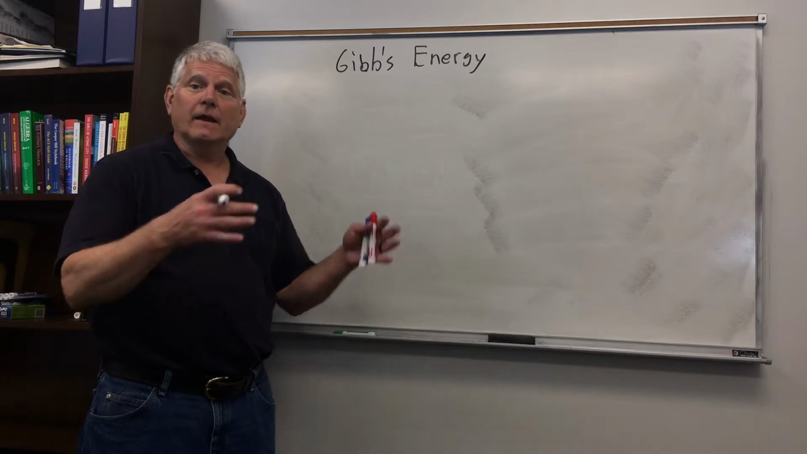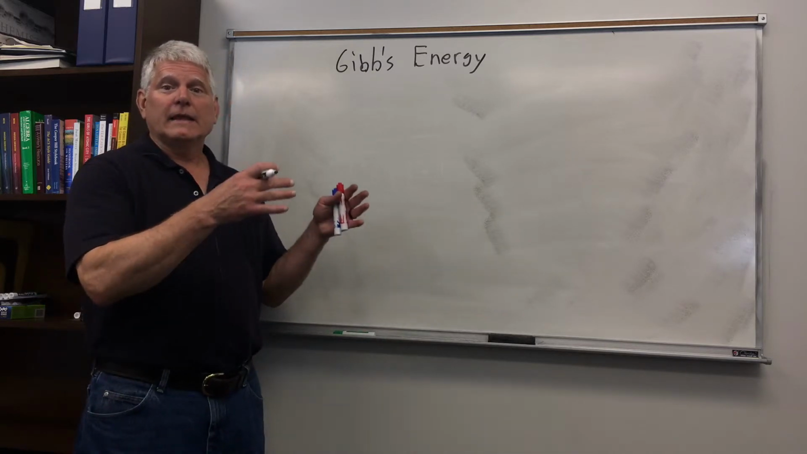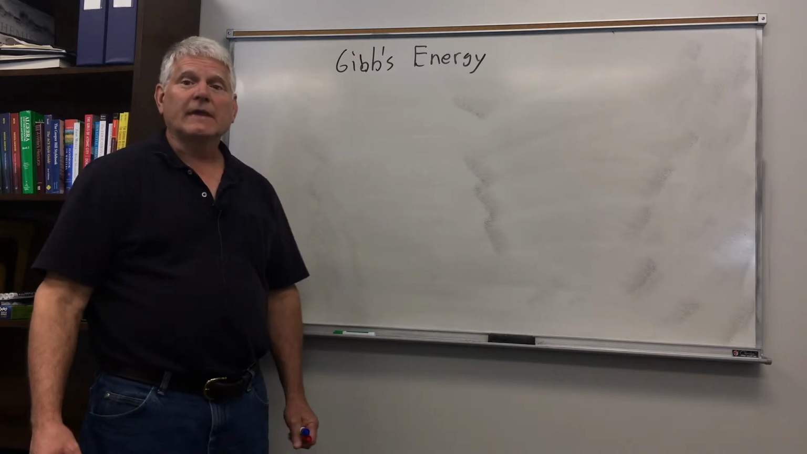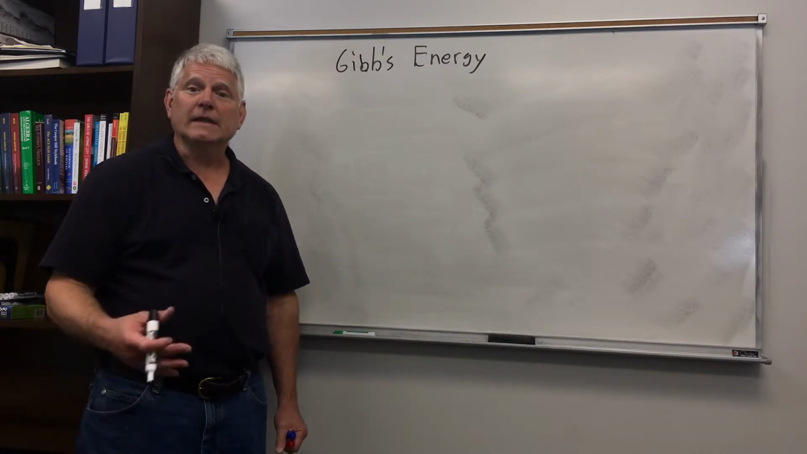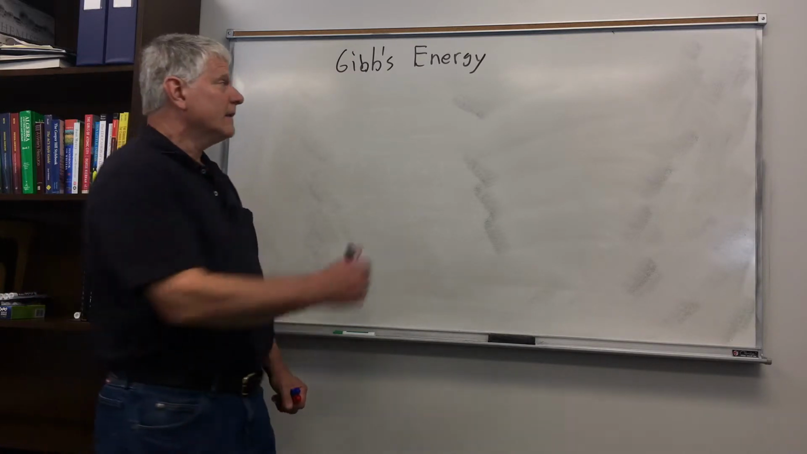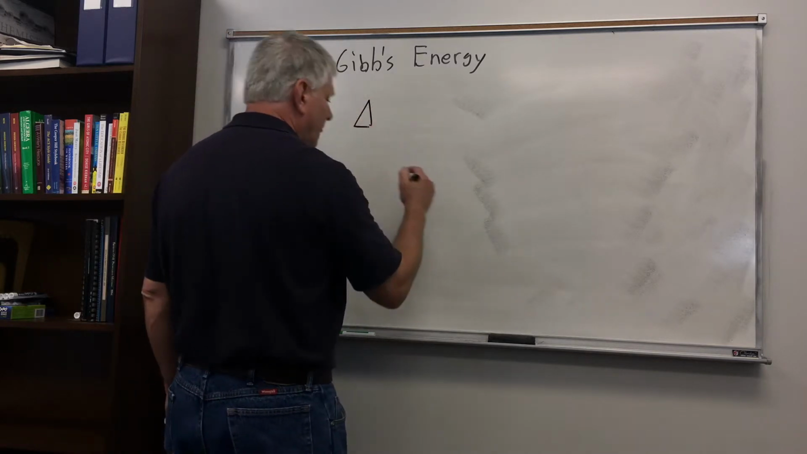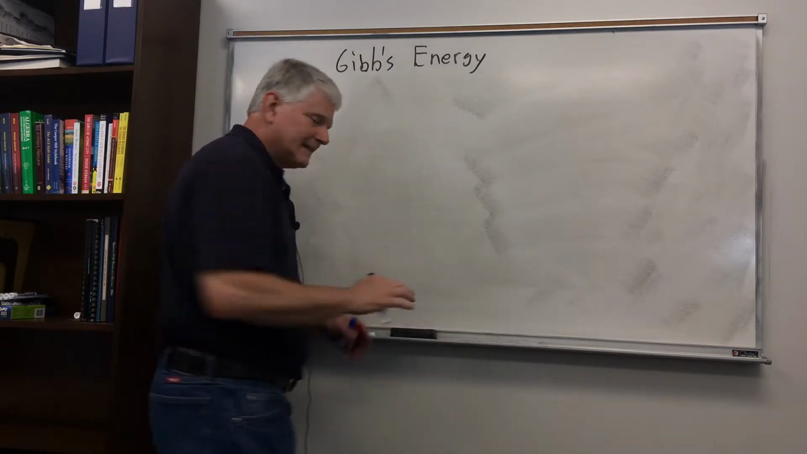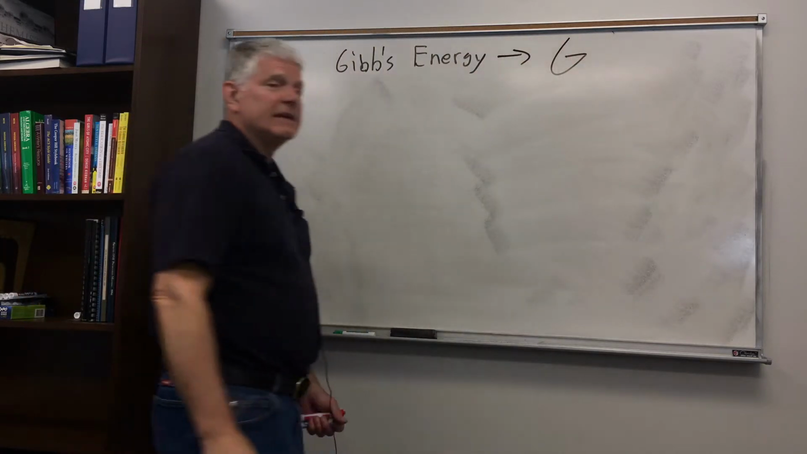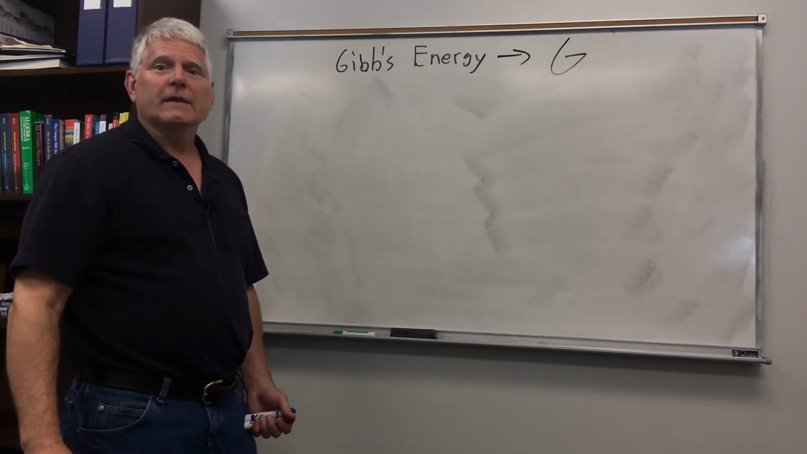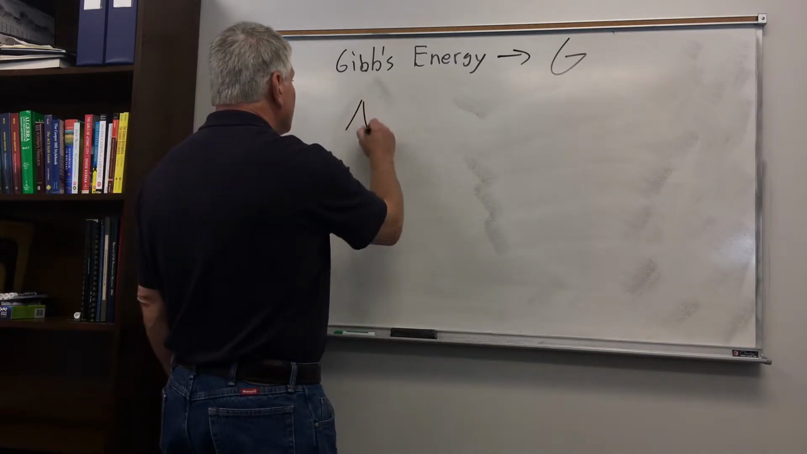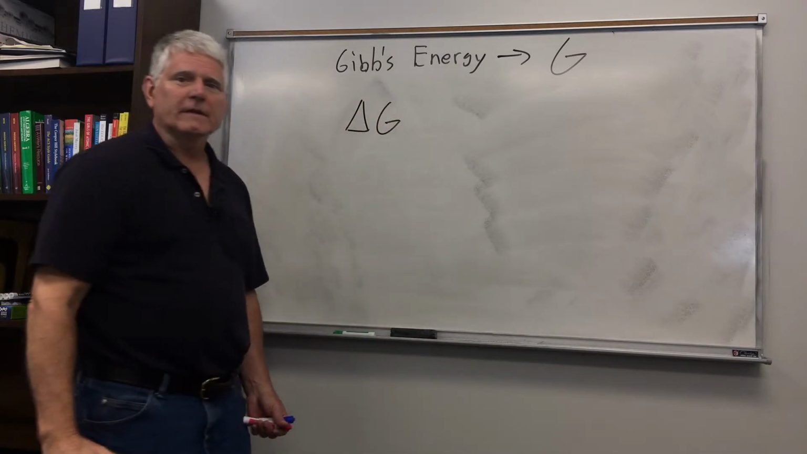The Gibbs energy tells us how much of the energy in a process is available to do work. So we know that we can't get 100% efficiency taking energy or heat and converting it to work. The Gibbs energy tells us how much work we can actually get out of a process. The Gibbs energy is given the symbol G, capital G, and we can look at changes in the Gibbs free energy. So we can look at delta G for a process.